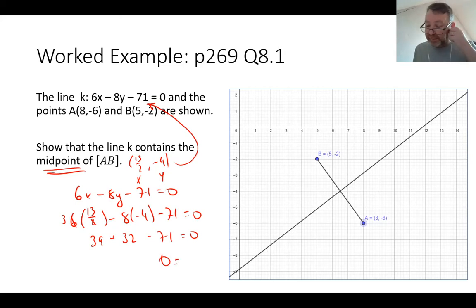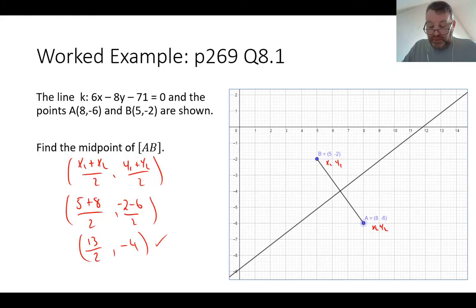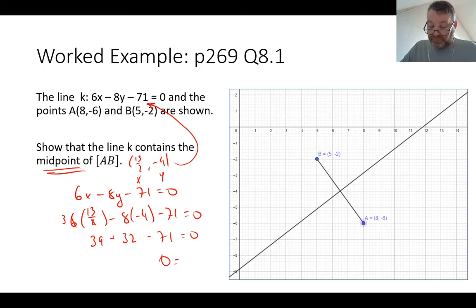Show that the line K contains the midpoint of AB. Did I take the midpoint in right? Midpoint, yeah, there's the midpoint. Let's just get it again. It's 6.5, minus 4. So 6 times 6.5 is 39. Minus, that's 32, sorry, plus 32, that's it. 39 plus 32 is 71, minus 71 is 0. So that's correct. So it fits.